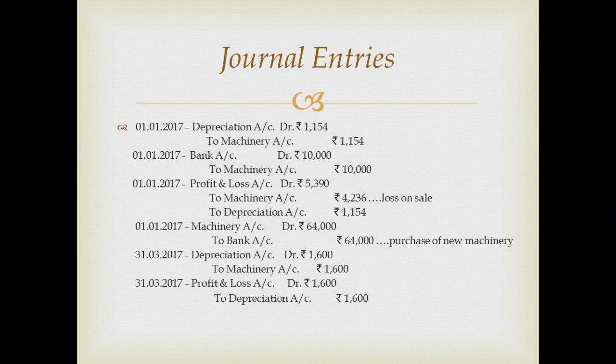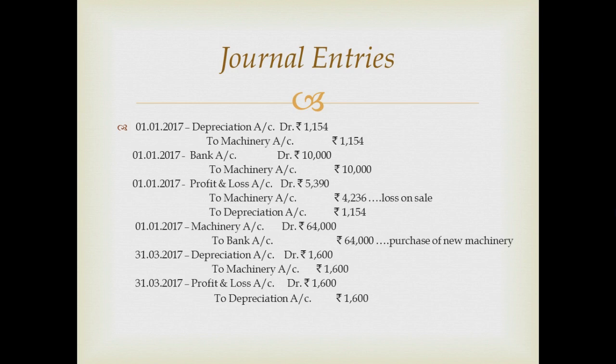On the same date, bank account debit to machinery account rupees 10,000, which is the proceeds received from the sale of the machine. Same date, profit and loss account debit 5390 to machinery account 4236, which is the loss of the sale part, to depreciation account 1154.